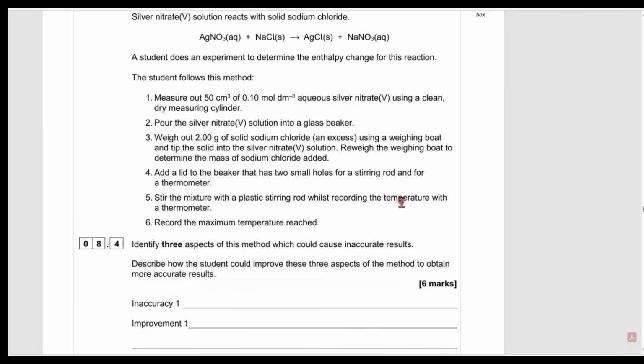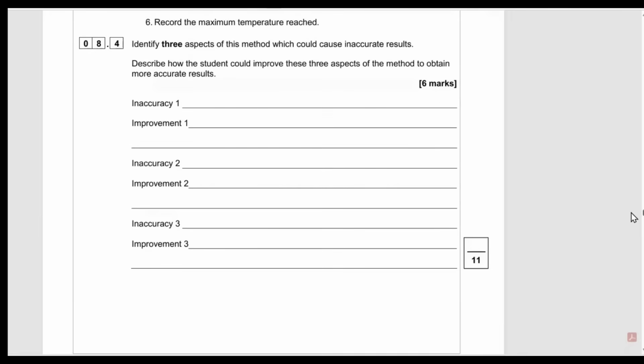They'll be on the mark scheme. I'm just going to go through 3 of them. As I'm tired, it's near the end of the paper, I'm going to give you the 3 that stand out as the most obvious to me. So describe how the student could improve 3 aspects of the method to obtain more accurate results.